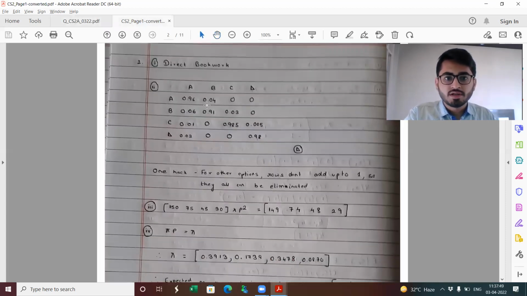So this is option D itself, and normally you could have solved it given the information in the question, and the hack was, for all other options, the rows don't add up to 1.